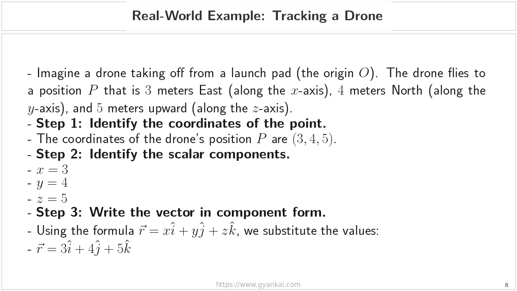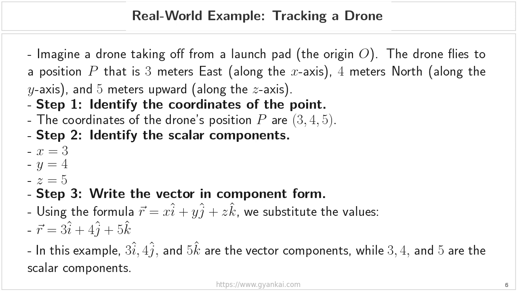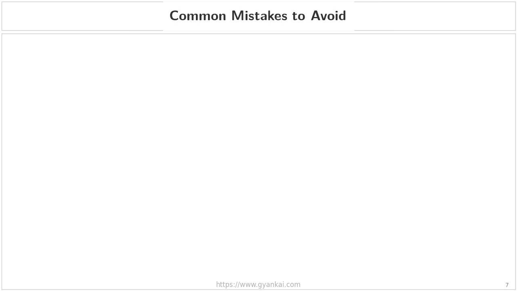To wrap up this example, let's be very precise with our terminology to avoid the common mistakes we will discuss in the next slide. In this expression, the terms 3i-hat, 4j-hat, and 5k-hat are our vector components, while the numbers 3, 4, and 5 are our scalar components. Common mistakes to avoid.